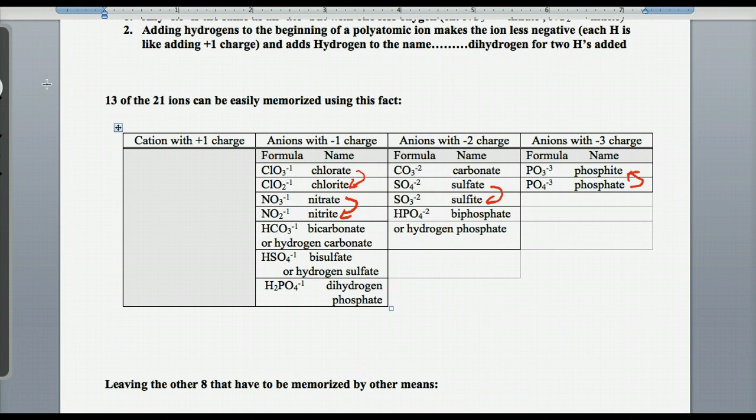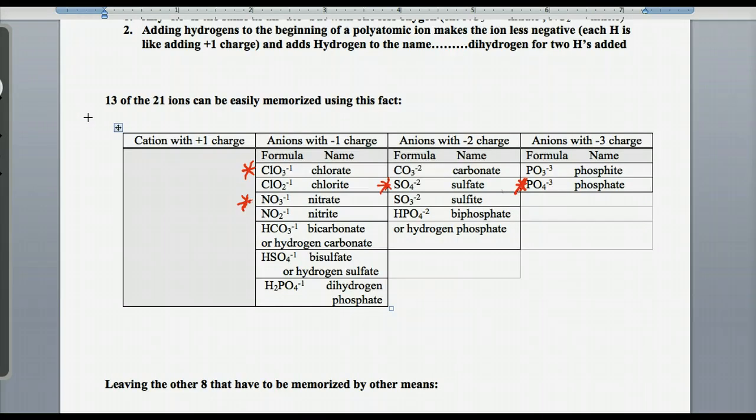Well, if you know the ate-ite rule, and you know these 4 polyatomic ions, then you know an additional 4. So it makes memorization a little bit easier. We set ourselves up to be in a position where we can memorize 4 and actually, in the process, memorize 8.